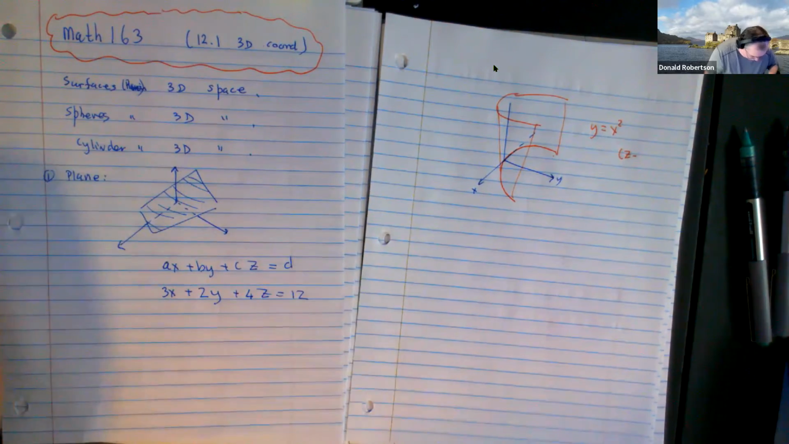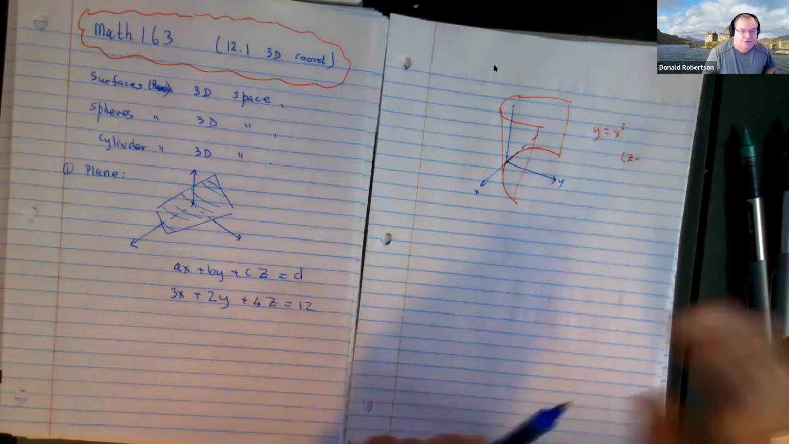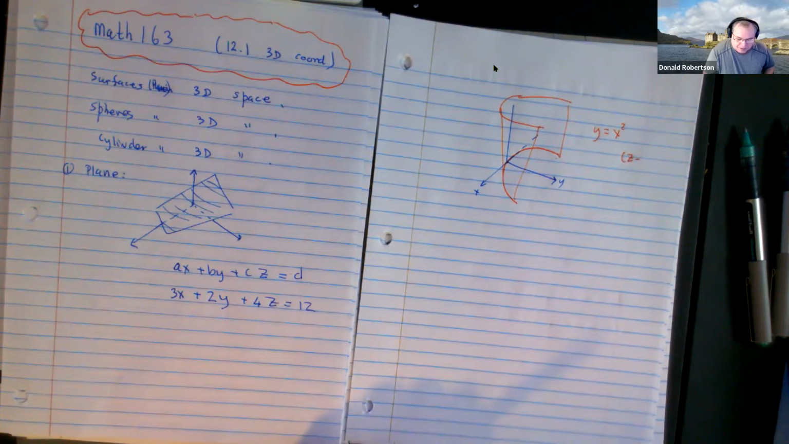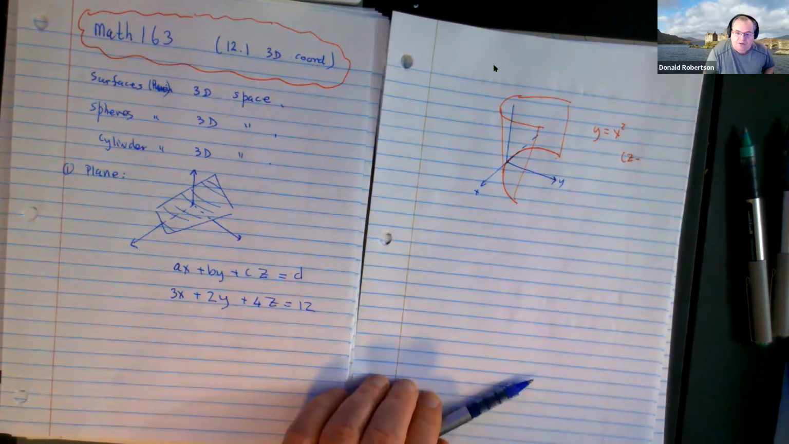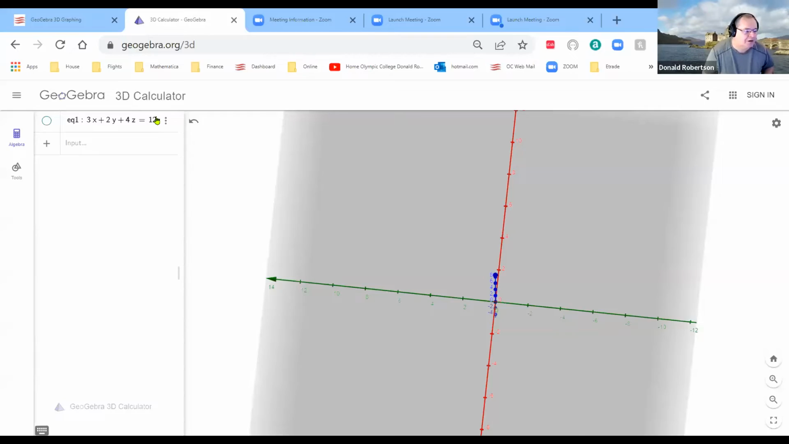So let's look at some other guys. This is going to be, again, I'm going to try it on GeoGebra. And if it doesn't work, then I can do my backup. It may be because I have to rearrange the equation. I guess that could be the case.